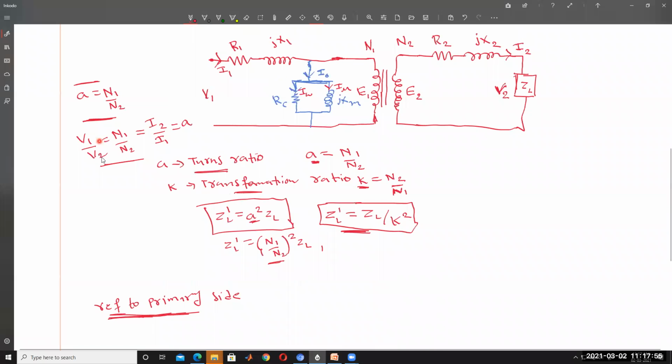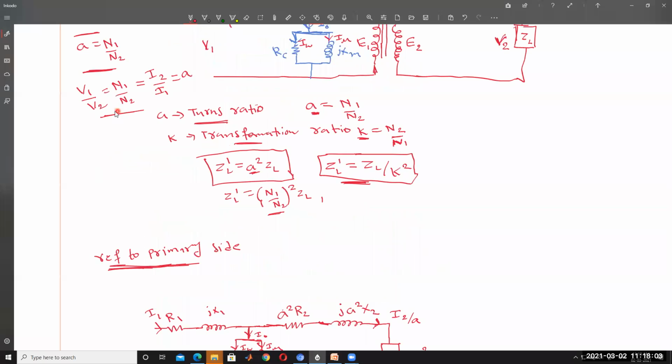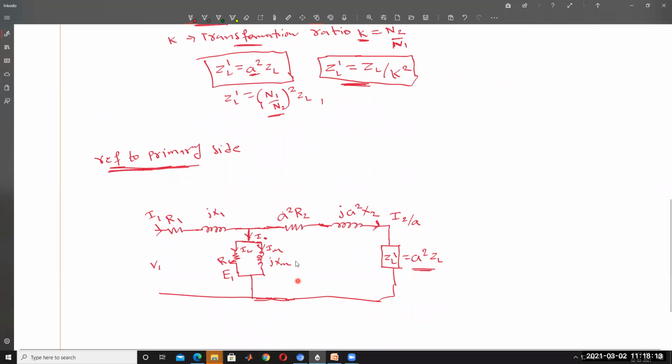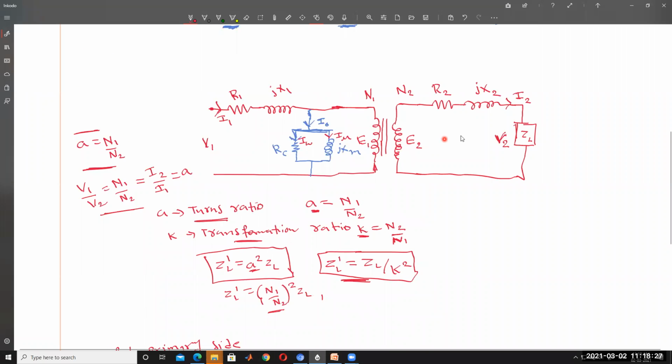So here V1 by V2 is equal to A, so A times V2. This EMF E1 will become A times V2. I2 by A means here A times E2, so we'll get A times V2 here. V1 is equal to A times V2. E2 dash is equal to A times V2. So in this way, the secondary winding is converted into the primary side.